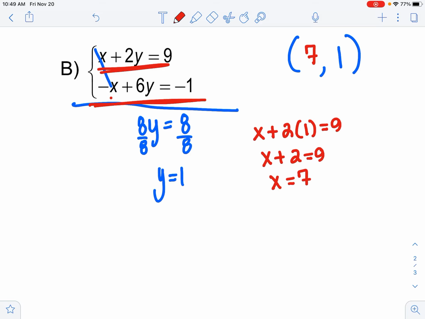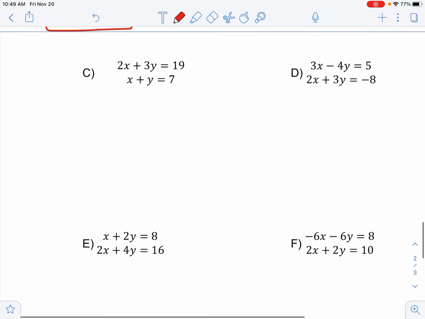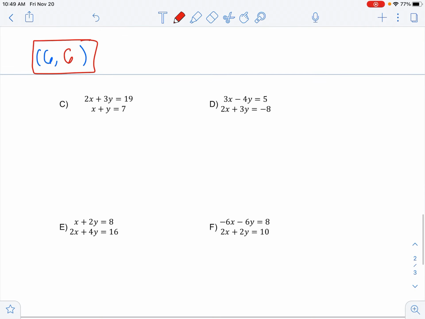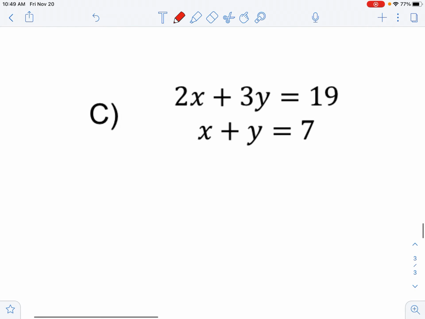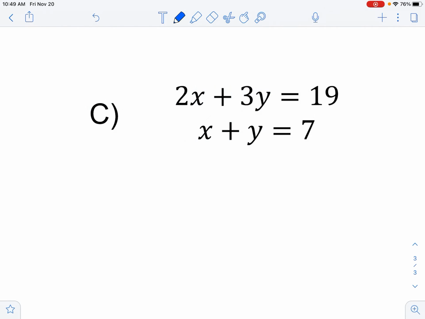I could always check it in this one, because I plugged it into this one. I'll get negative 7 if I plug it in here, and then plus 6, which is negative 1. So it is correct. All right, so now let's look at this next one here. If I combine them right now, will anything cancel out? Will anything be eliminated? The answer is no.